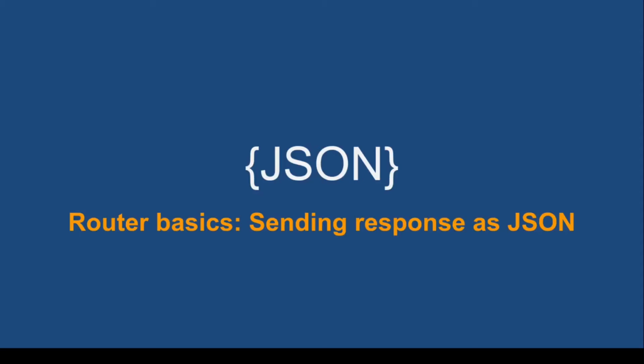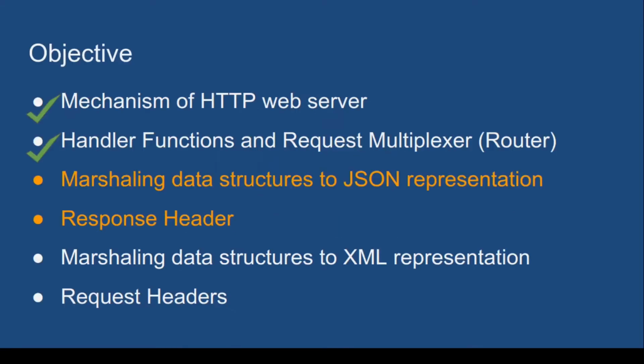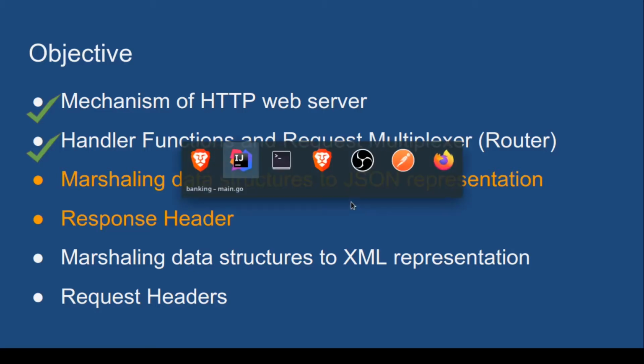Welcome back. So in the last video, we learned about the role of multiplexer in an HTTP server, and we also learned to register our routes and the handler function with the default multiplexer. So in this video, you will learn to marshal the struct data to JSON representation, and we will also see how the client perceives the data if it comes with the incorrect content type response header. So let's go to the code.